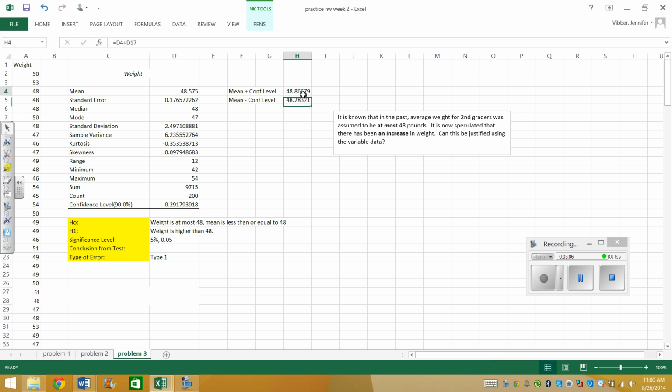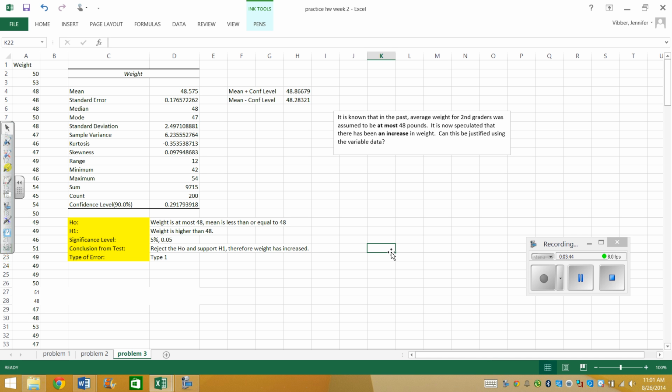And I'm going to look at these two numbers, and I'm going to determine whether 48 is in those numbers or not. Okay? Is 48 in between 48.8 and 48.2? It is not. So these numbers are both higher than 48, which means that we can reject the null hypothesis and support the alternative hypothesis. Therefore, weight has increased.